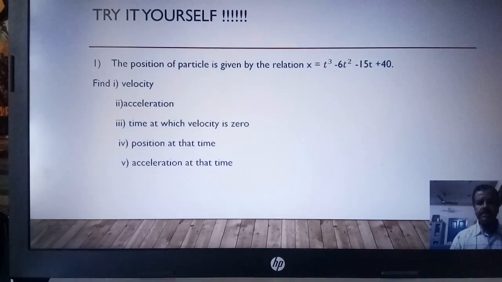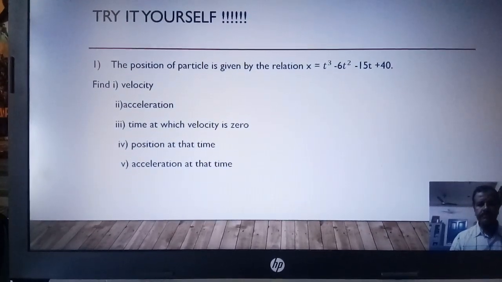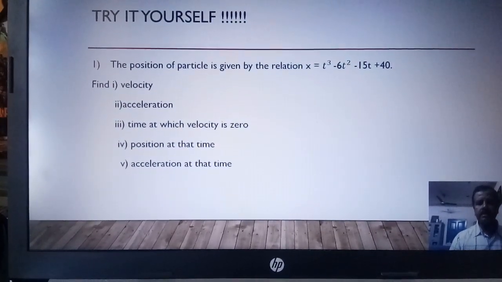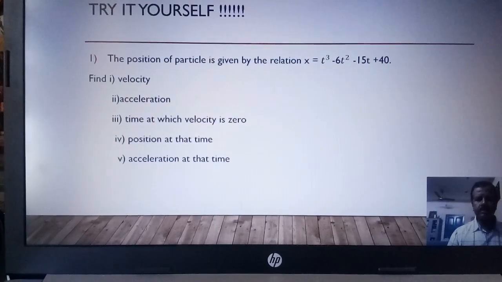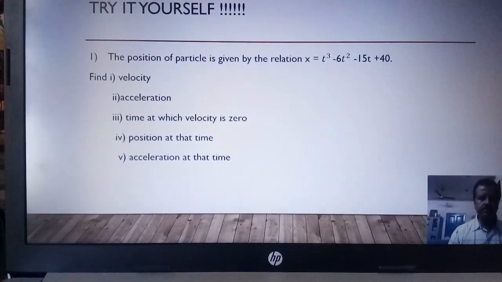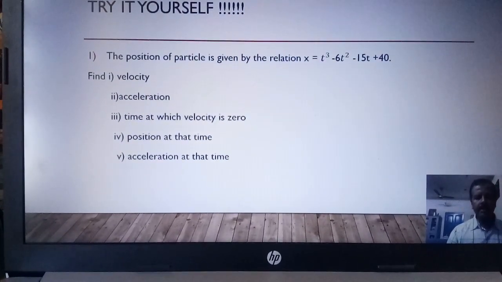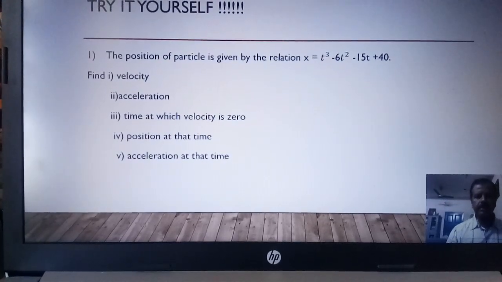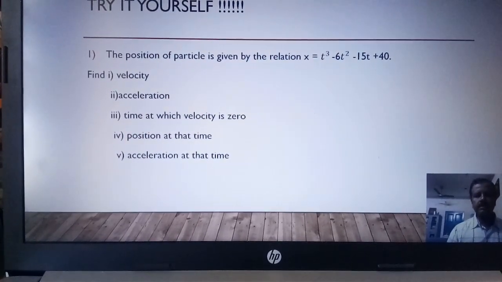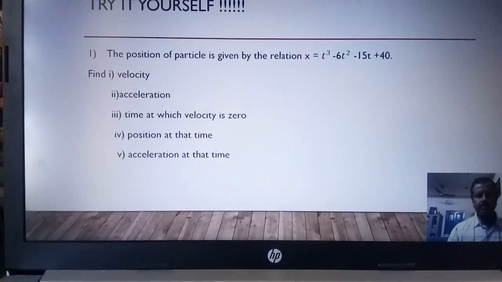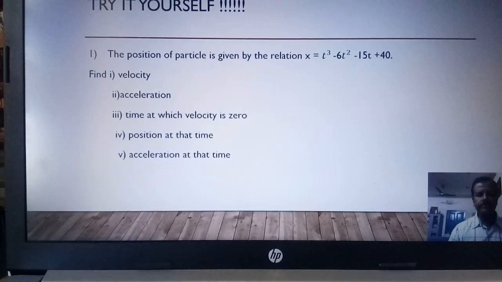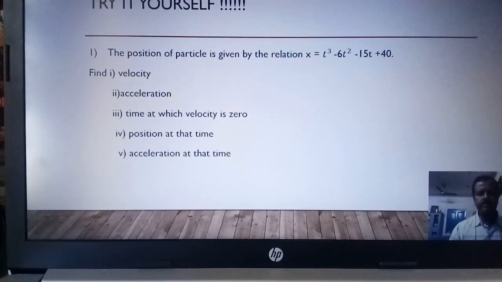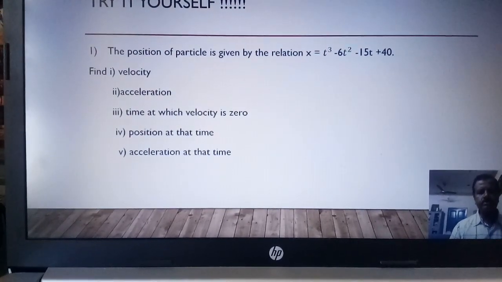Differentiating once again, you will get acceleration. And at what time is velocity 0? If you put the equation for velocity equal to 0, then you will get a quadratic equation. Using that quadratic equation, you will be able to get the time t. Once you get the time t, I will give you a clue: time t is equal to 5 seconds, at which velocity is going to be 0.